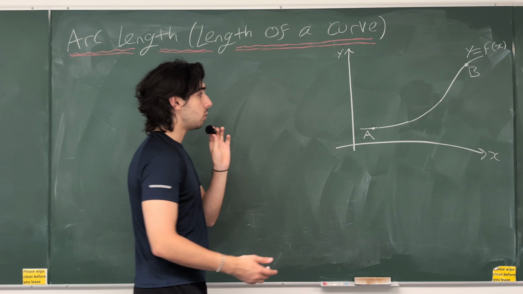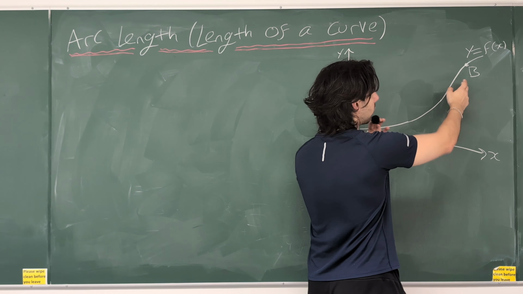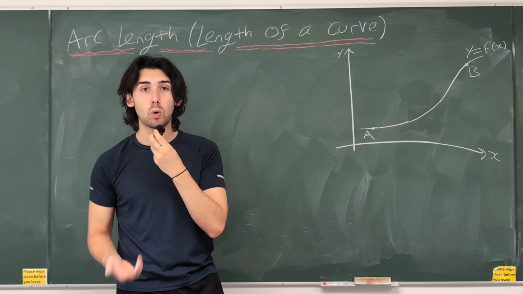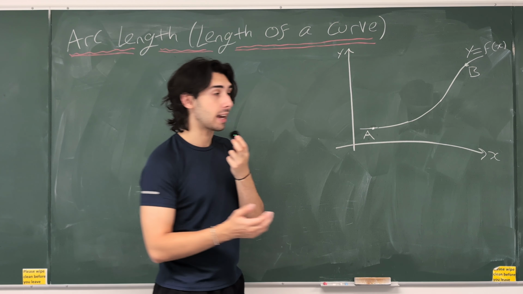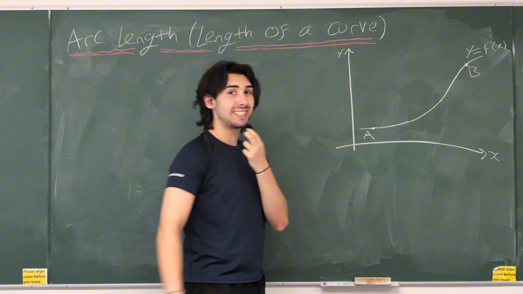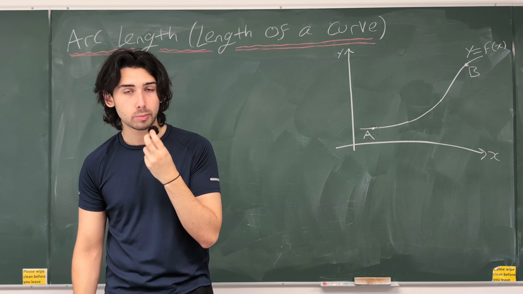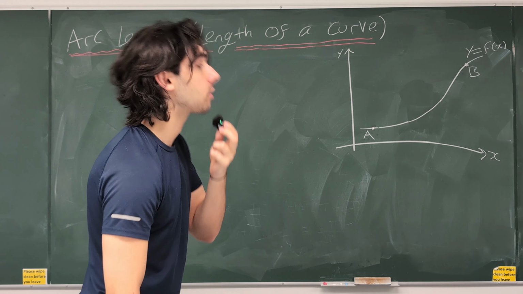So, for example, if I had 2 points A and B on some arbitrary y equals f of x, how would I work out the exact length from A to B, the exact length along the function? How could I do it? We're going to need to use some calculus. So let's just dive straight into how to do this.